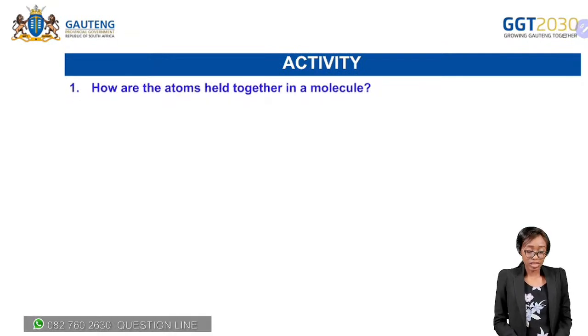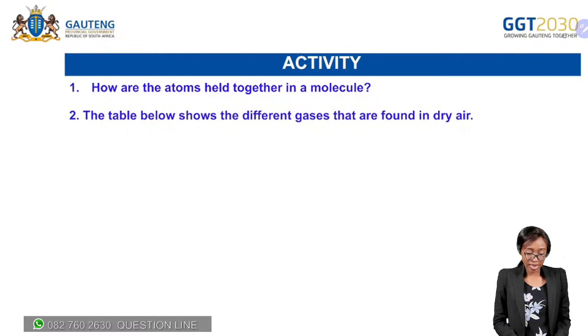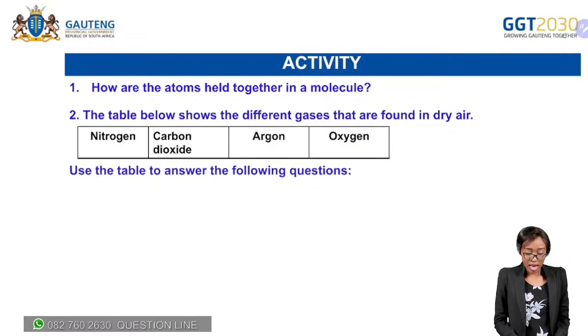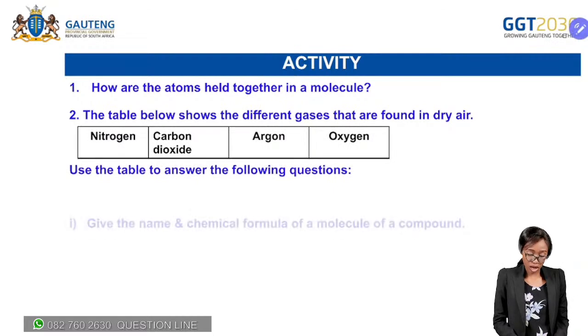The first question reads, how are atoms held together in a molecule? The second question reads, the table below shows the different gases that are found in dry air. There's the table. On the table we have nitrogen, carbon dioxide, argon, and oxygen. And we're supposed to use the table to answer these questions.